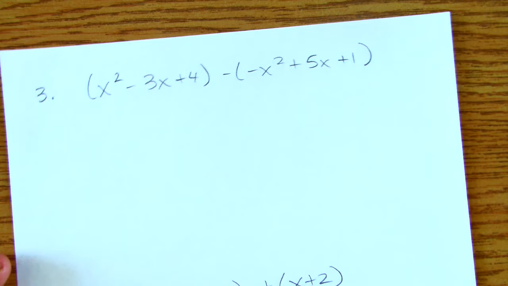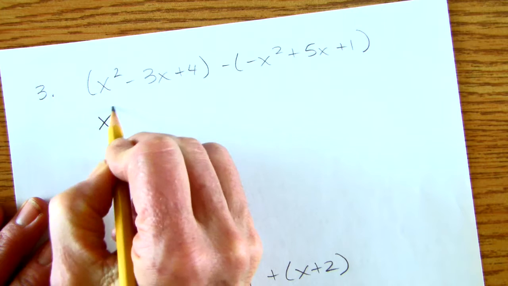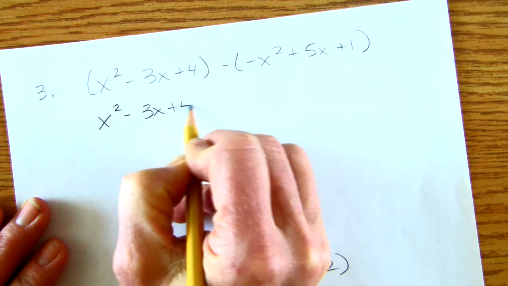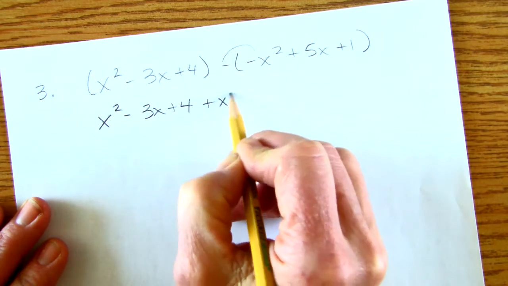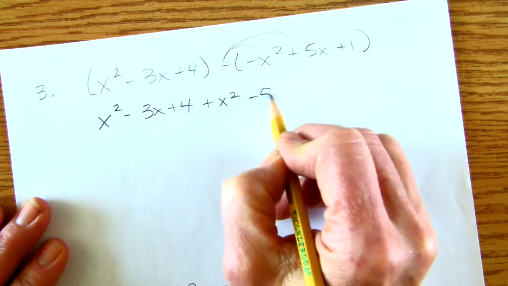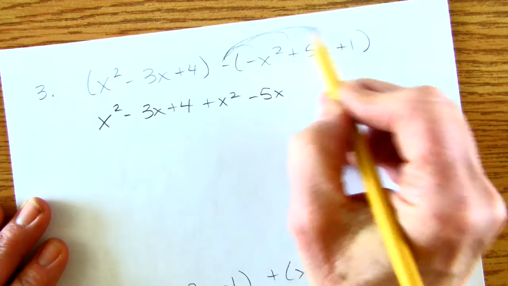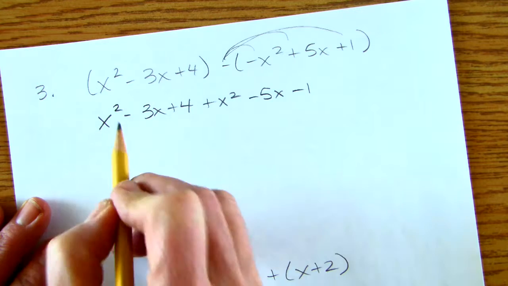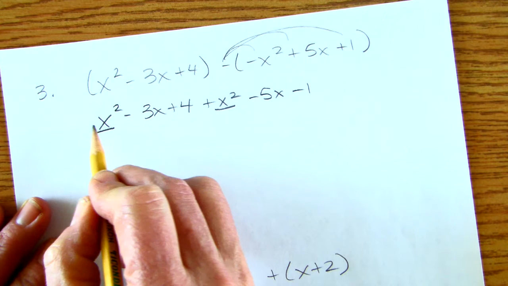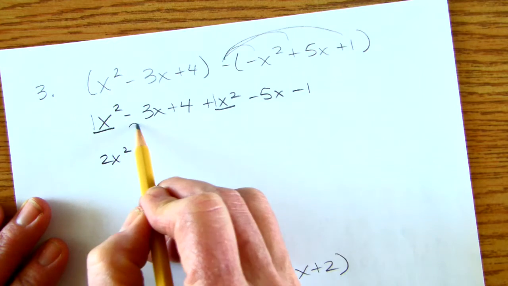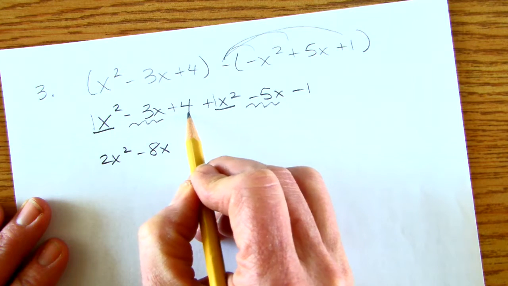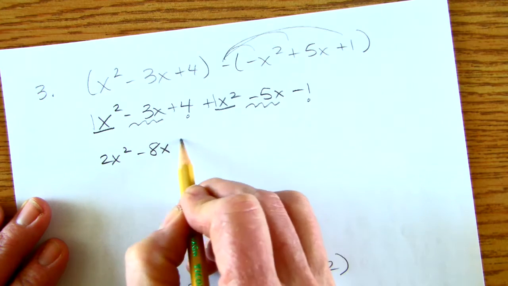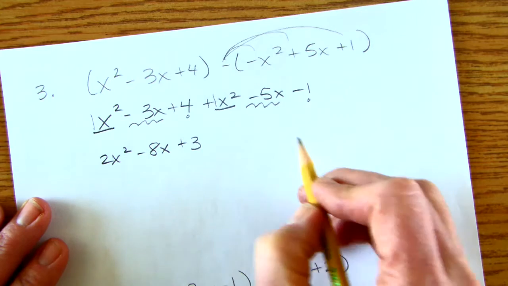A couple more just to kind of keep you honest. X squared minus 3x plus 4. If I'm going to subtract everything in here, that's going to become a plus x squared. That's going to be a minus 5x. And that's going to be a minus 1. And again, there's my like terms. So 1x squared plus 1x squared is 2x squared. Negative 3x, negative 5x is negative 8x, and then 4 and negative 1 is plus 3.